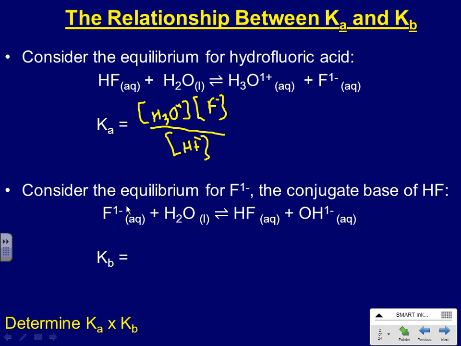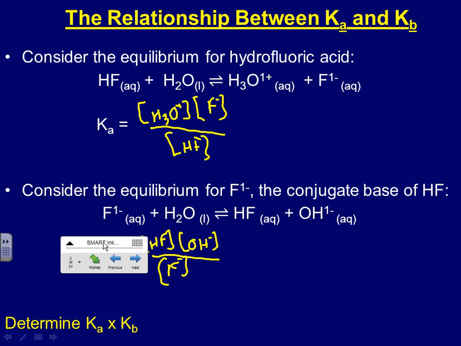And then if I now look at the F minus as a conjugate base, because here it's behaving as an acid, and here it's this conjugate base, it's going to behave as a base, it's going to produce some OH minus. So if I write here, again, HF times the OH minus over F minus, again, the water isn't included. What I've asked you to do is take the Ka and multiply it by the Kb. I'll do this over in the corner here.